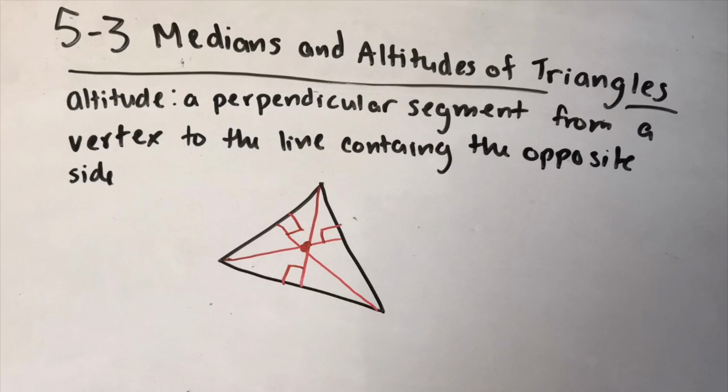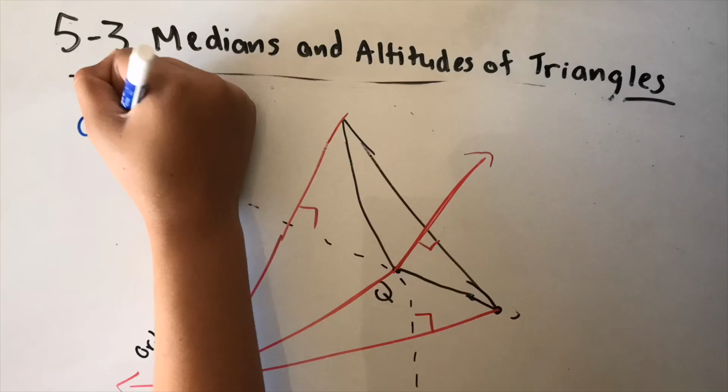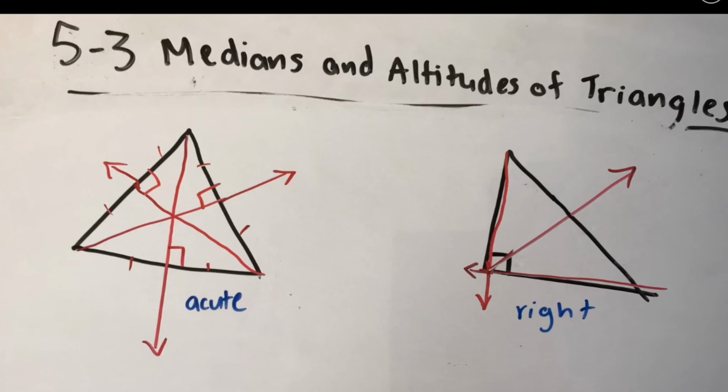In this triangle, triangle QRS, altitude QY is sitting inside the triangle, but RX and SZ are not. Notice that the lines containing the altitudes are concurrent at P. This point of concurrency is the orthocenter of the triangle. Triangle QRS is an obtuse triangle, so the orthocenter lies outside the triangle. In an acute triangle, the orthocenter lies inside the triangle. And in a right triangle, the orthocenter coincides with the vertex of the right angle.